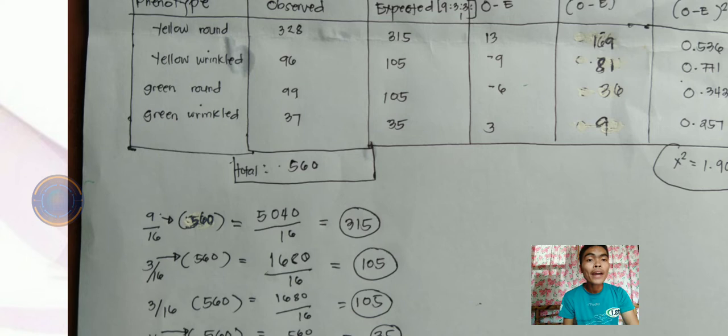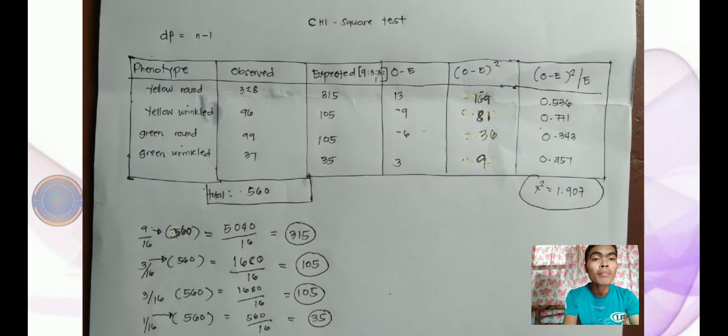Now, paano natin kinuha yung expected? The ratio there is 9 is to 3 is to 3 is to 1. Yan po ang ratio natin. Kaya 9 times 560 is equal to 5,040 over 16 is equal to 315. 3 times 560 is equal to 1,680 divided by 16 is equal to 105. Kaya and so on and so forth. Now, we will subtract: 328 minus 315 is equal to 13. 96 minus 105 is equal to negative 9, and so on.